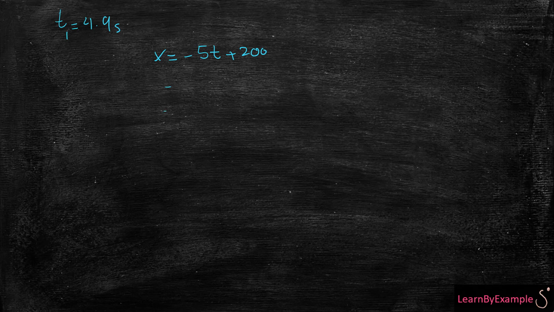So plugging in my values, I have negative 5 times 4.9 plus 200. So negative 5 times 4.9 is negative 24.5 plus my 200. I will have 175.5 meters. So this is the height where the book and the parachutist are going to meet at first. So this answers my question in part A.